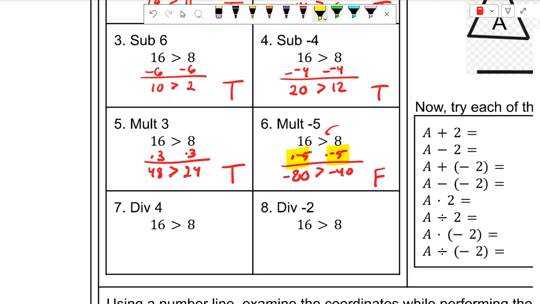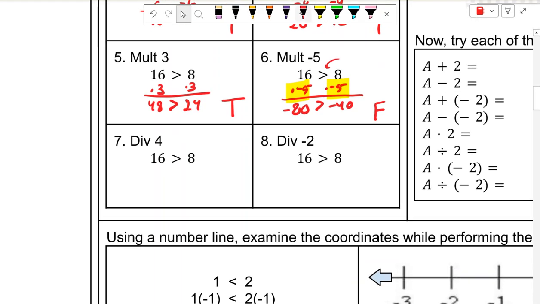Let's try number 7. We're going to divide both sides by 4, and 16 divided by 4 is 4, and 8 divided by 4 is 2. And we bring down the sign and we find out that it is still true. 4 is larger than 2.